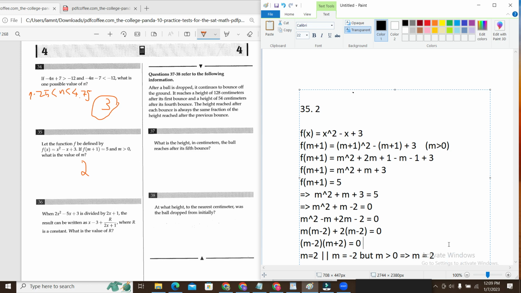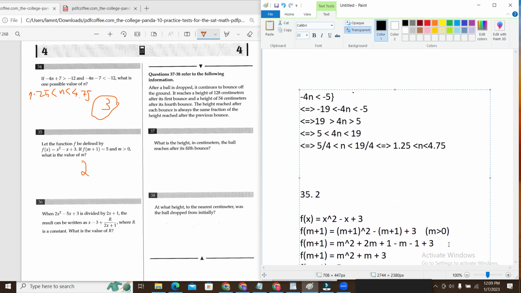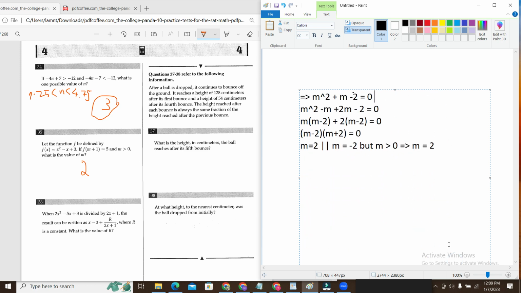Alright, next exercise, 36. This is about polynomial division. When 2x squared minus 5x plus 3 is divided by 2x plus 1, we can find the result as a polynomial and also a remainder, because there is a fraction part. R is a constant, and they asked us to calculate R.